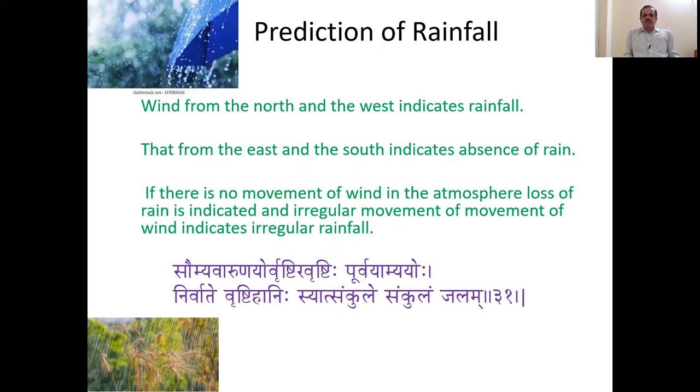Even the prediction of rainfall was mentioned in earlier days. Wind from the north and the west indicates rainfall. We have the monsoon rainfall in India, Nairutya Maruta, we call it. So here, about the prediction of rainfall, he says, wind from the north and the west indicates rainfall, and wind from the east and the south indicates absence of rain.